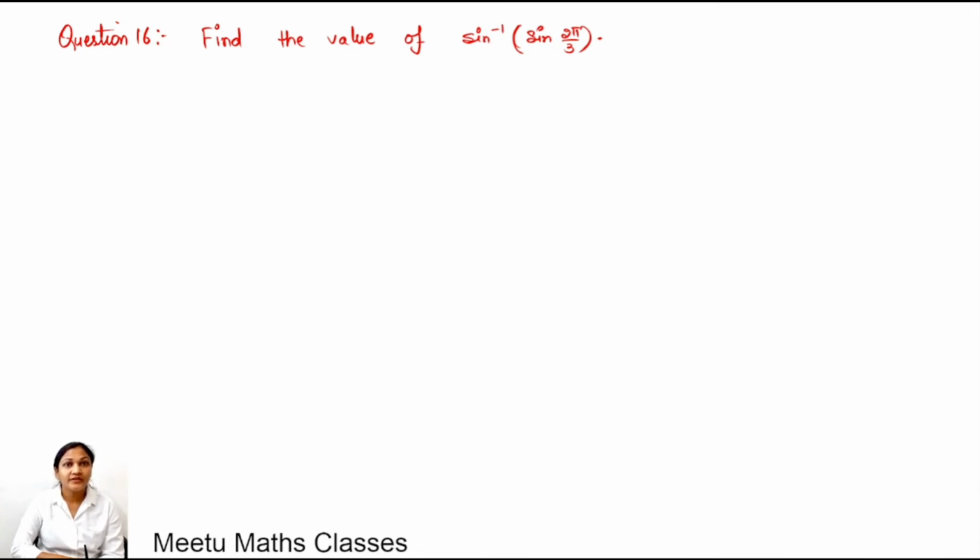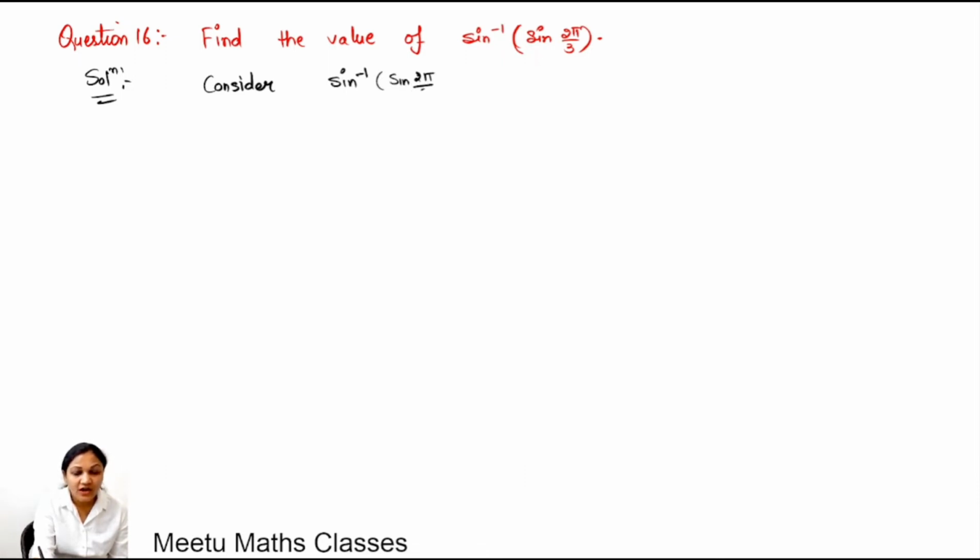Today we are doing class 12 NCERT chapter 2, that is inverse trigonometric functions, and this is question number 16 of exercise 2.2. Now your question is, find the value of sine inverse of sine 2 pi by 3. Now to find the value of this function, let us consider this function, that is sine inverse of sine 2 pi by 3. Now we know that sine inverse of sine x is equals to x for all x belongs to minus pi by 2 to pi by 2.